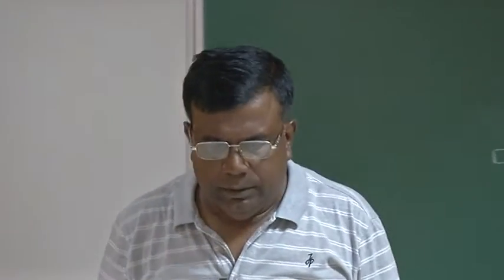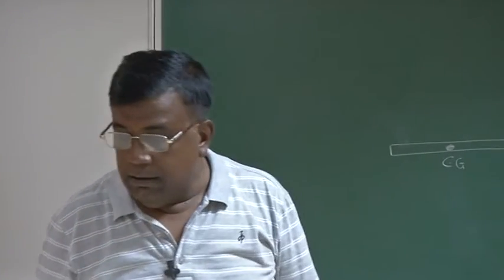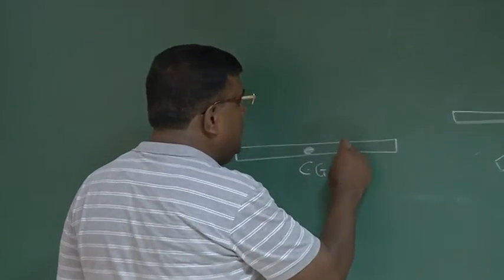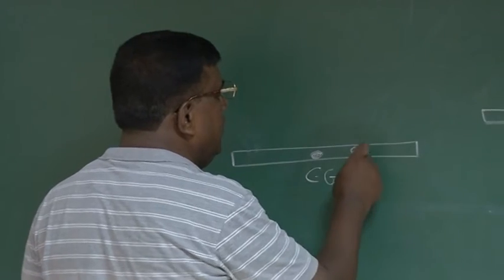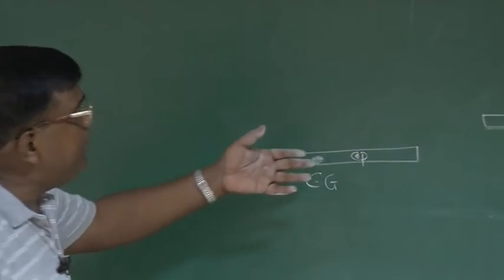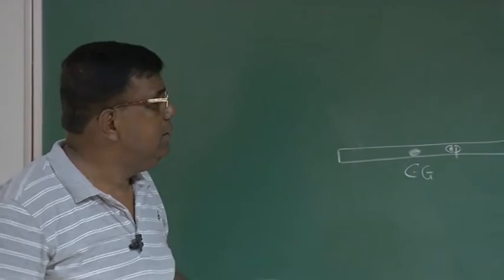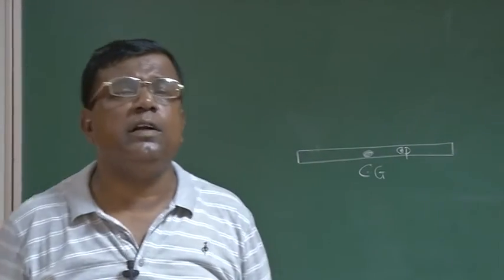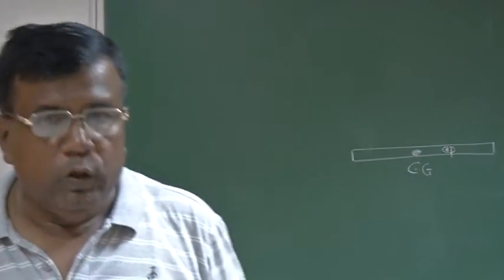Now, you know the center of pressure also will be around 25%, generally 25% from the leading edge of the chord, almost like the aerodynamic center. So the center of pressure in the normal case will be somewhere here. So if this is a plate of uniform mass, this is a case where the center of pressure is ahead of the center of gravity. So is this a statically stable case or a statically unstable case?